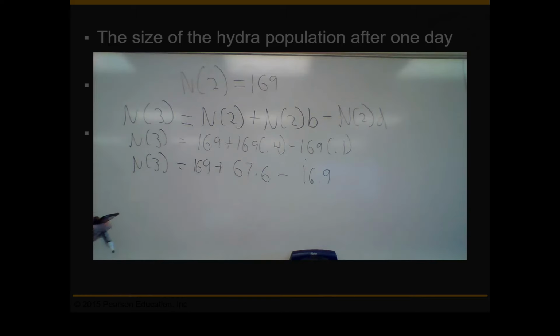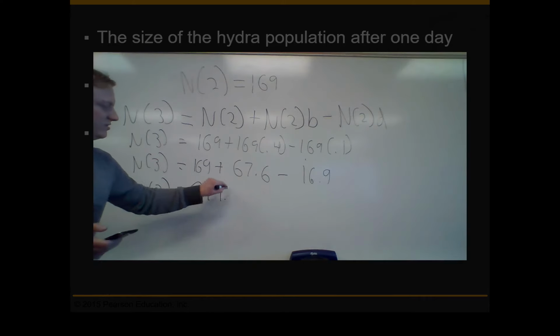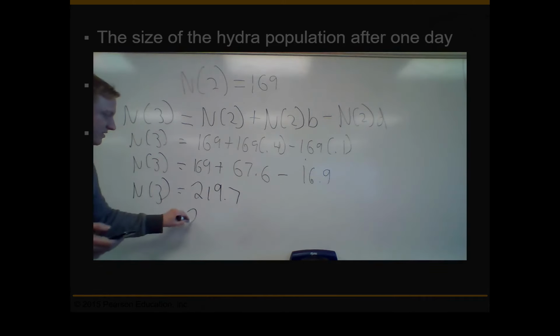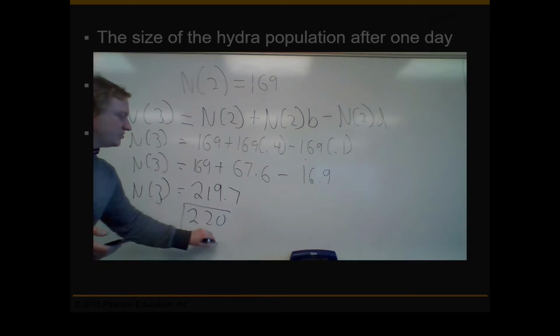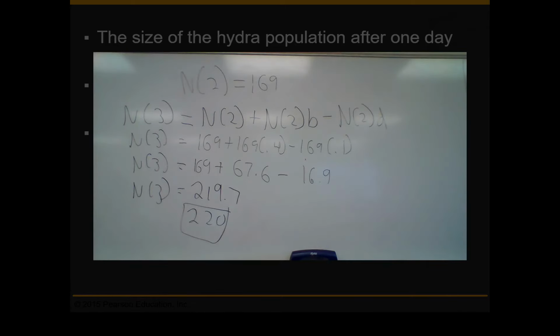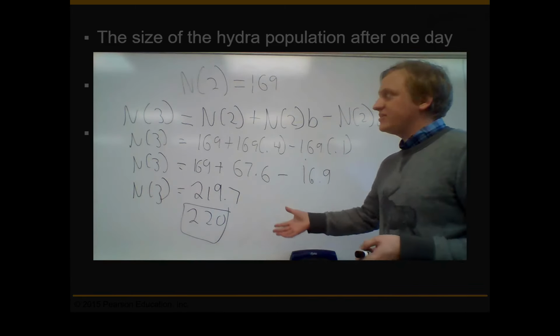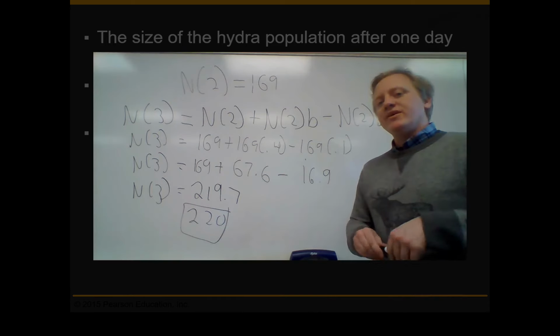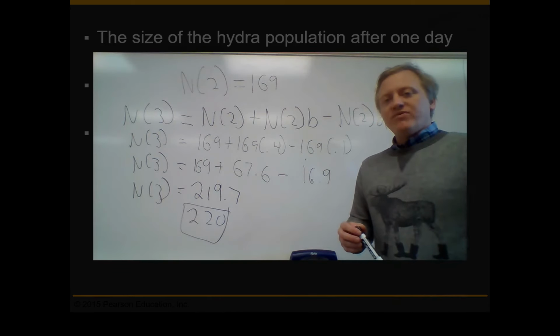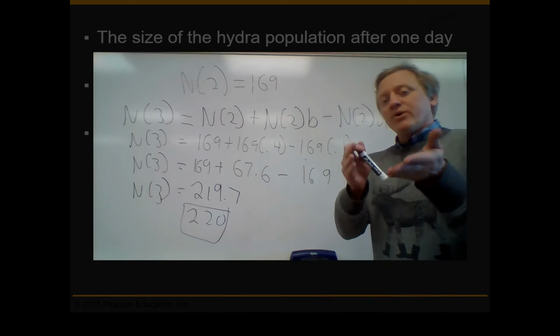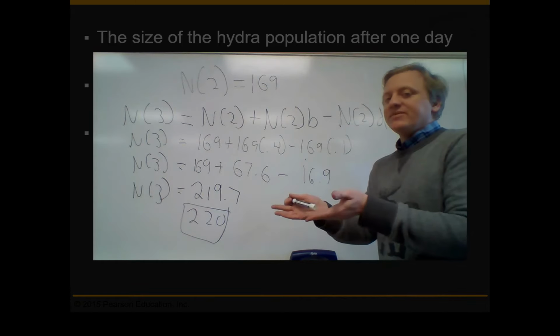All right, let's see what we get. 169 plus 67.6 minus 16.9. At day 3, we have 219.7, or we could call this, we have about 220. That's our answer. So we're going to do another example of this, but hopefully this makes sense. The basic formula is the number you had the day before plus the births minus the deaths.